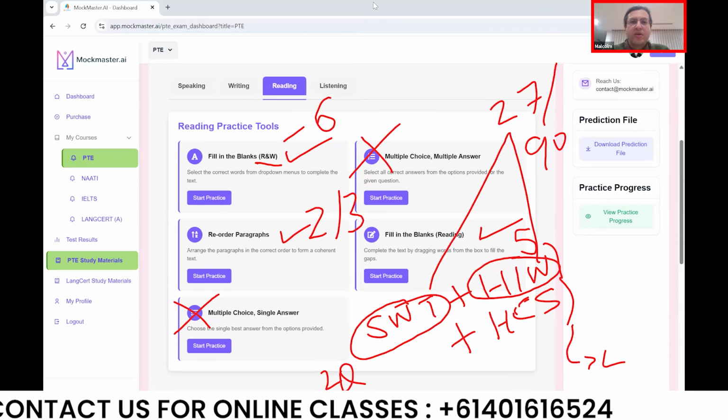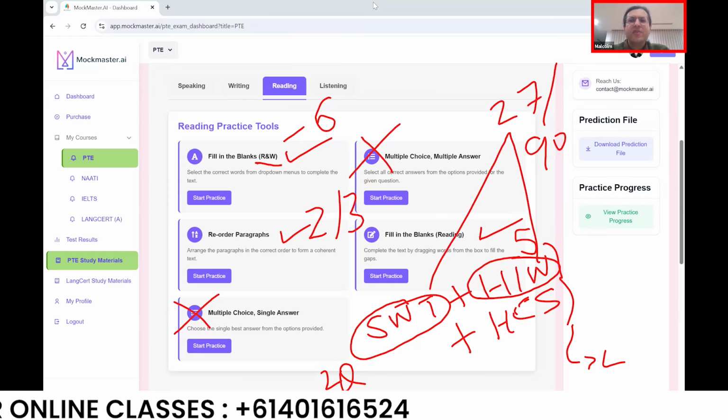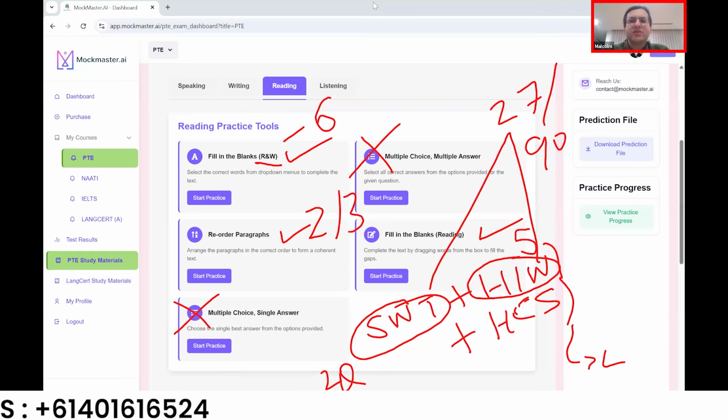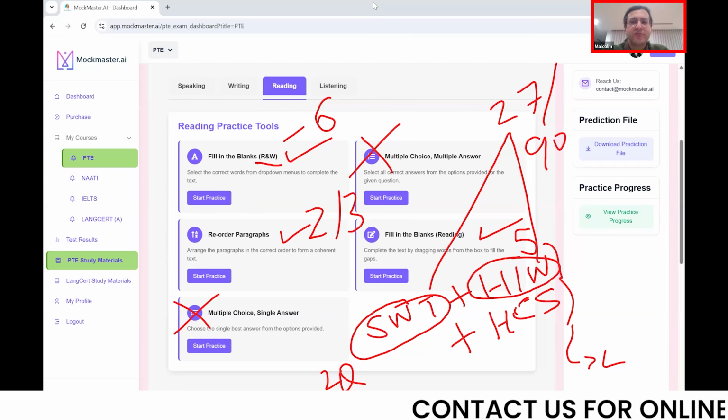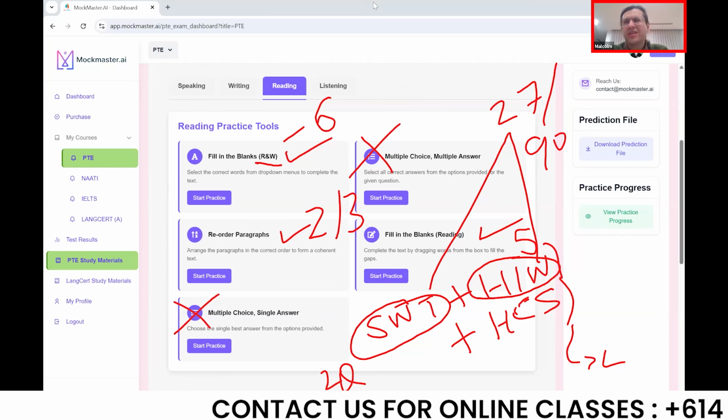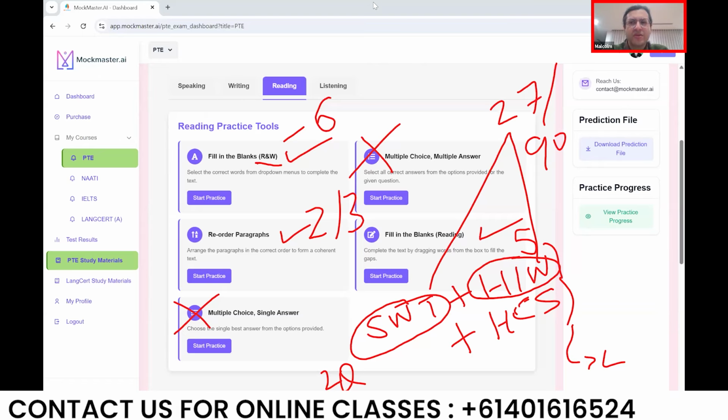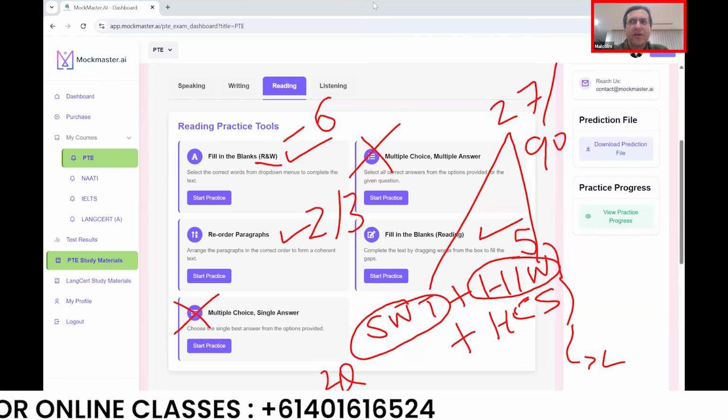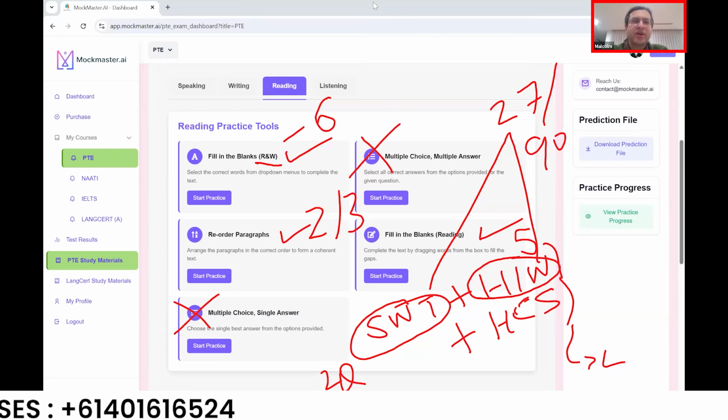And in fill in the blanks, if you are about 60 to 70% accurate, that's really good. You can easily get a proficient score of band 7 plus, which is I think around 59 out of 90 now, the requirement in reading. And for a superior score, I think you need 70 out of 90 or 71, something like that.